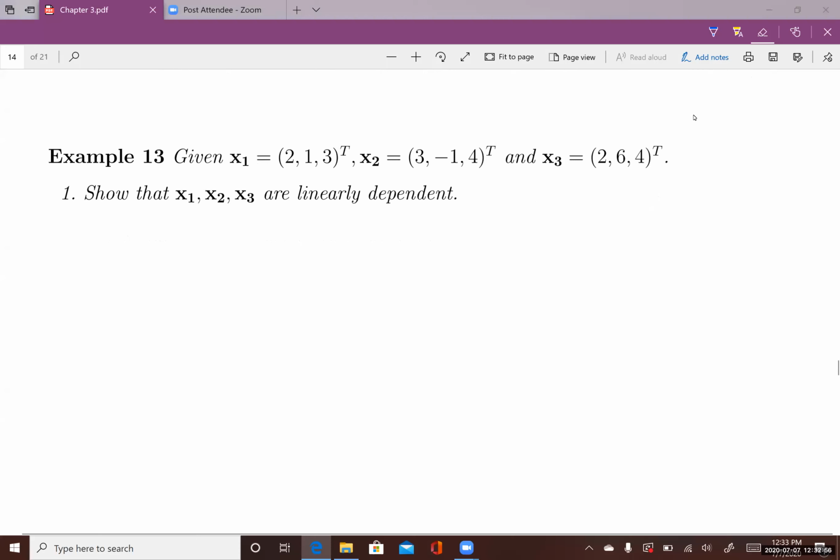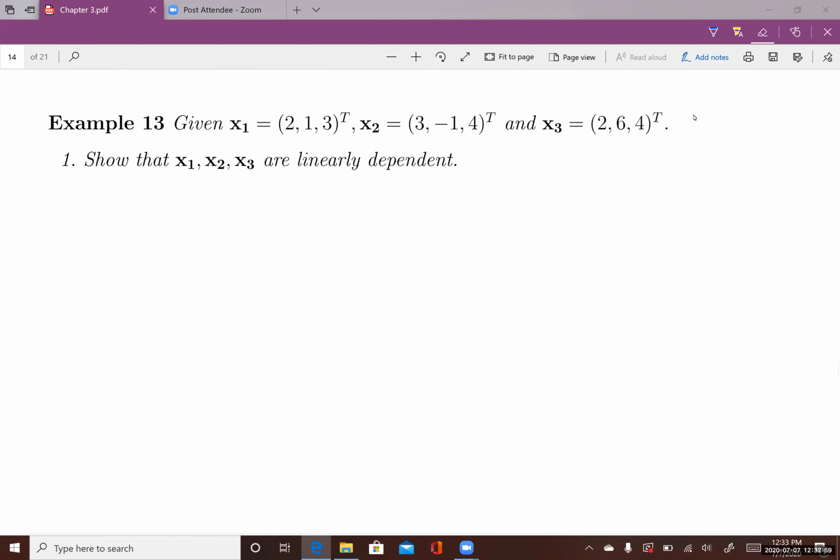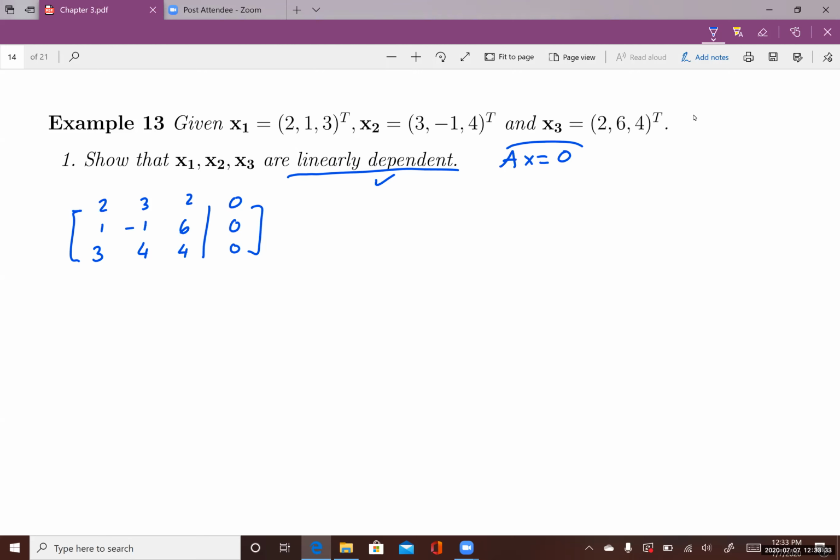Well, let's look at this example here. Given 3 vectors in R3, you want to show that these 3 vectors are linearly dependent. How can you show that? You show that the 3 vectors are linearly dependent when you can put them into a system, right? 3, -1, 4, 2, 6, 4. And just for linear independency, I just need to put them into the system AX equal to 0, a homogeneous system.